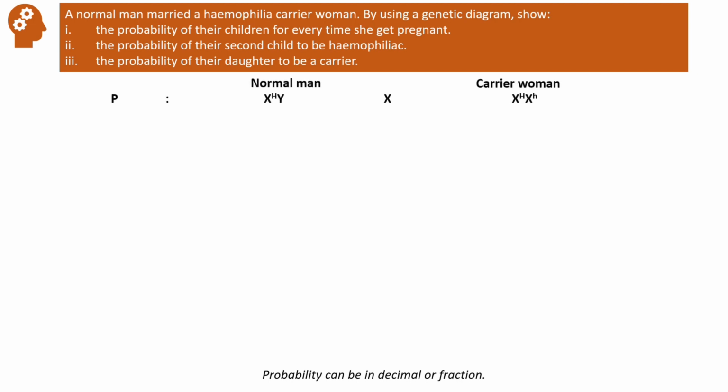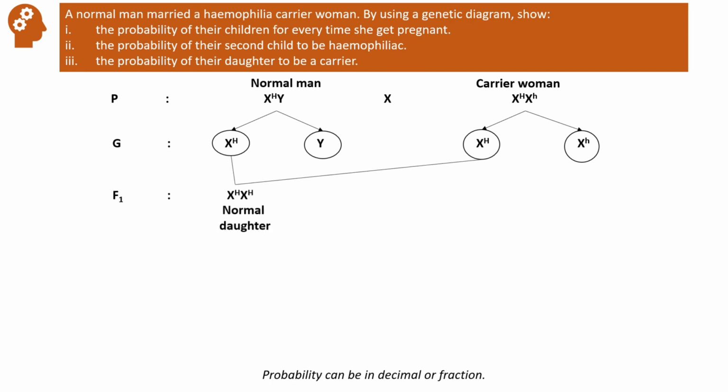An example of a question that can be asked is: a normal man married a hemophilia carrier woman. By using a genetic diagram, show the probability of their children every time she gets pregnant. The probability of their second child to be hemophiliac. The probability of their daughter to be a carrier. To answer this question, you need to construct a genetic diagram. Crossing between a normal man and a carrier woman will produce a normal daughter, carrier daughter, normal son, and hemophiliac son.